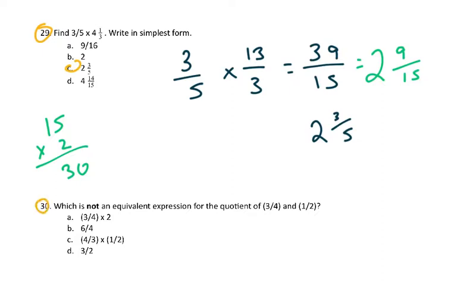30 is kind of hard. It says, which is not an equivalent expression, that just means equal, to the quotient, which means divide, of 3/4 and 1/2. So let's just write out 3/4 divided by 1/2. That's where we start with this.